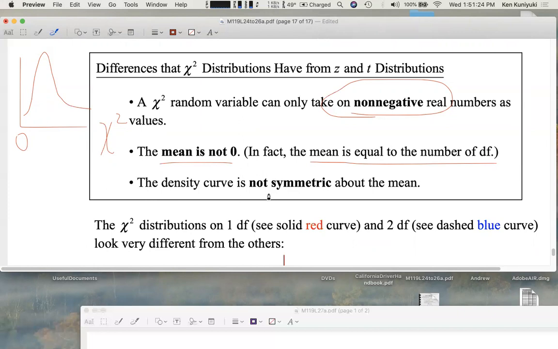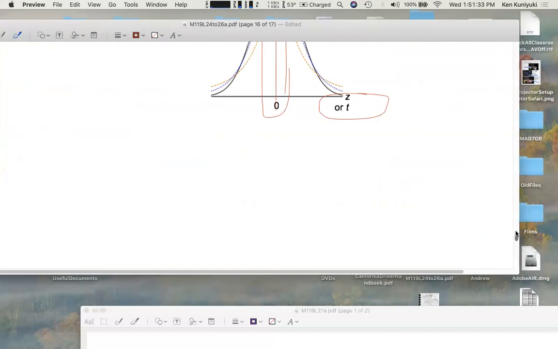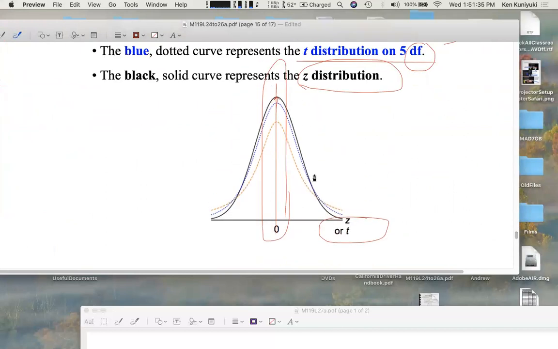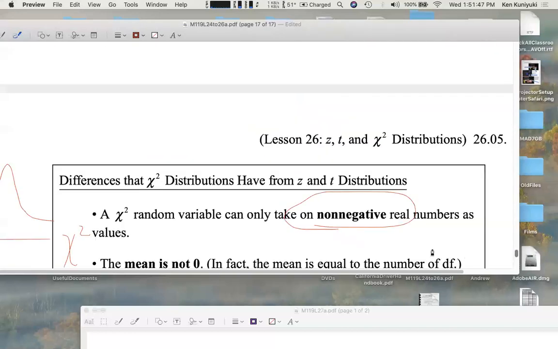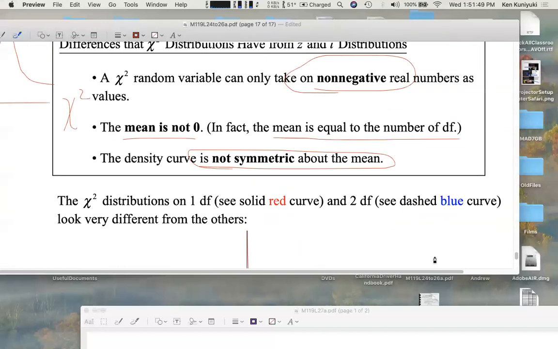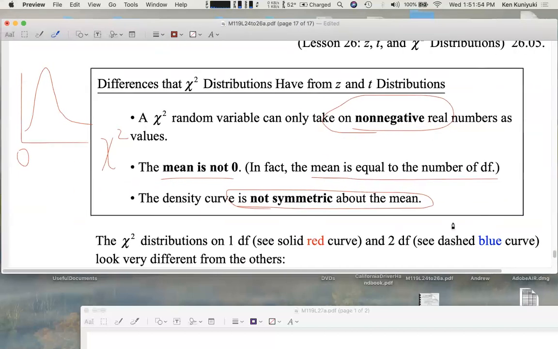Also, we lose a key property. We lose symmetry about the mean. The z and the t's, they were all symmetric about the mean. So see here, the z curve in black, the t curves in orange and blue, they're all symmetric about the mean line at 0. Chi-square distributions, they're not symmetric, they're asymmetric. So we lose some key properties.